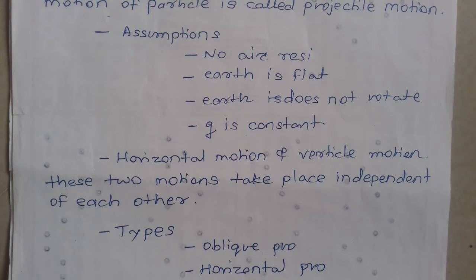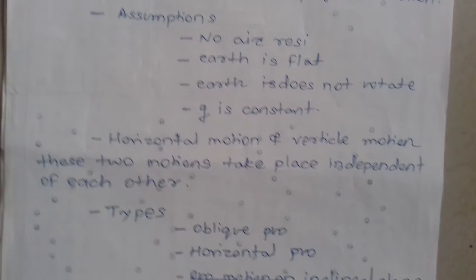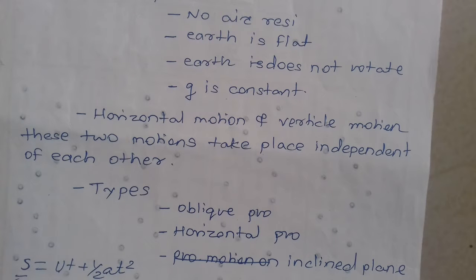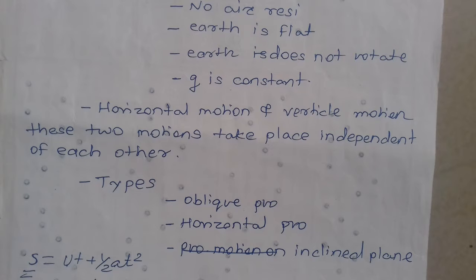Air resistance is not considered, Earth is considered as flat, Earth does not rotate, and acceleration due to gravity is constant. Then horizontal motion and vertical motion. These two motions take place independent of each other. While calculating horizontal components, we have to consider only horizontal components, and while calculating vertical components, we have to consider only vertical components.